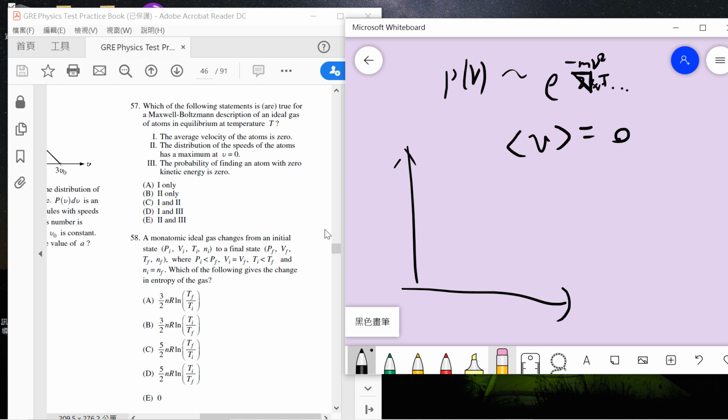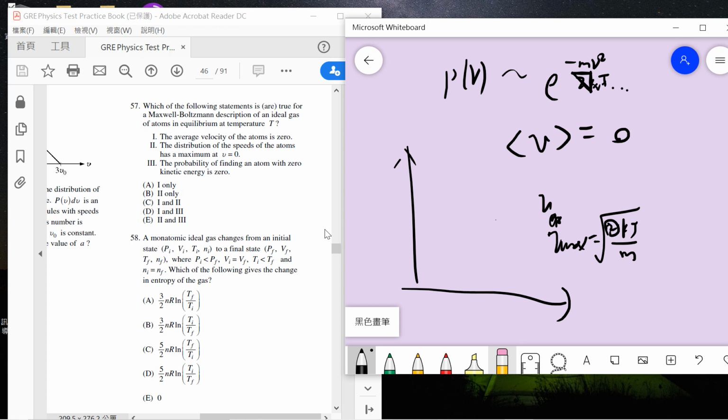And choice B says the speed distribution of the atoms has a maximum at v equals 0. This is impossible, because the peak is not at v equals 0. I guess you can solve for the peak, but I forgot the peak answer. I guess it's proportional to something like kT divided by m, maybe with a factor of 2 or square root of 2.